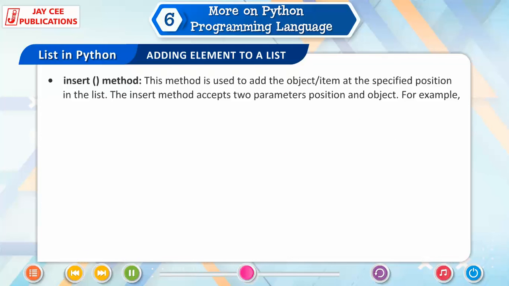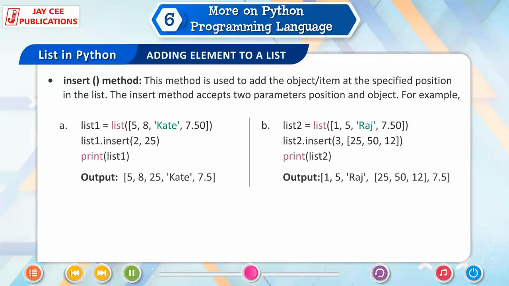Insert method. This method is used to add the object or item at the specified position in the list. The insert method accepts two parameters, position and object. For example, a) list1 = list([5, 8, 'Kate', 7.50]); list1.insert(2, 25); print(list1). Output: [5, 8, 25, 'Kate', 7.5].